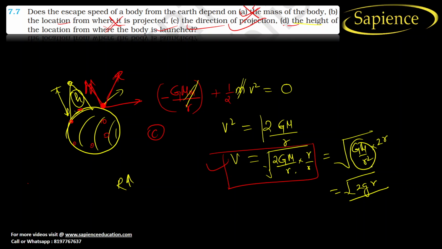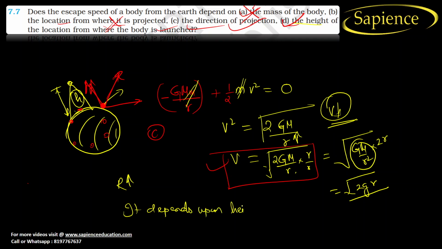So if R will increase, ultimately we have got this. If R will increase, so velocity will decrease. So finally, velocity will decrease means less kinetic energy is required. So it is dependent on the radius, height. So the final option, that is D, is the correct one. So it depends upon D. Hence our answer should be, it depends upon height of the location.